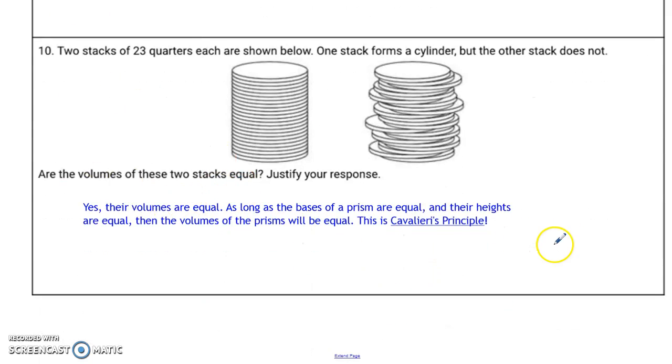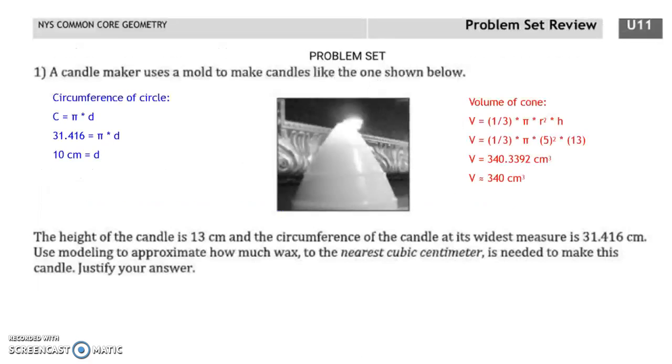And in this last one, it gives us a question about 2 cylinders that have the same bases but different heights, and they're all jumbled up. Well, the same height, but they're all jumbled up. As long as the bases are the same and the heights are the same, then the volumes are going to be equal. That's Cavalieri's principle. You will see that on your test.